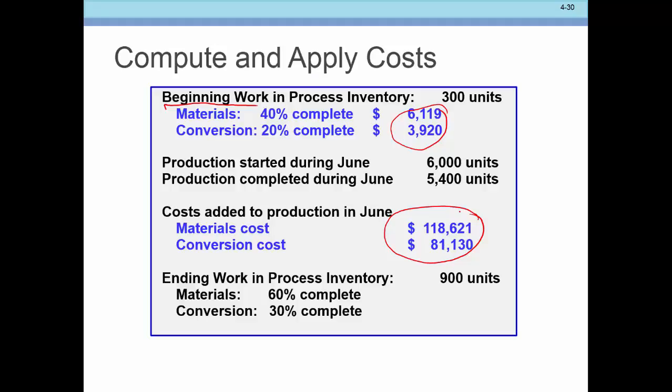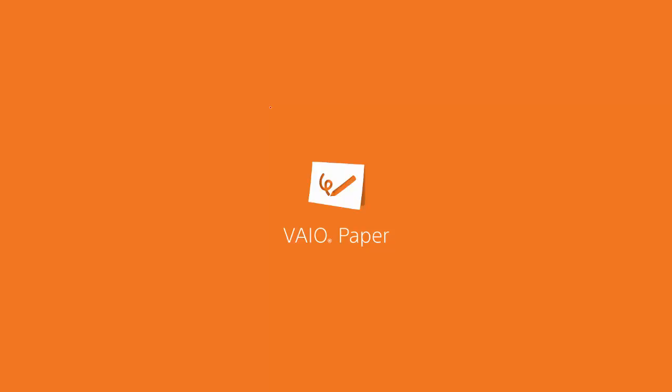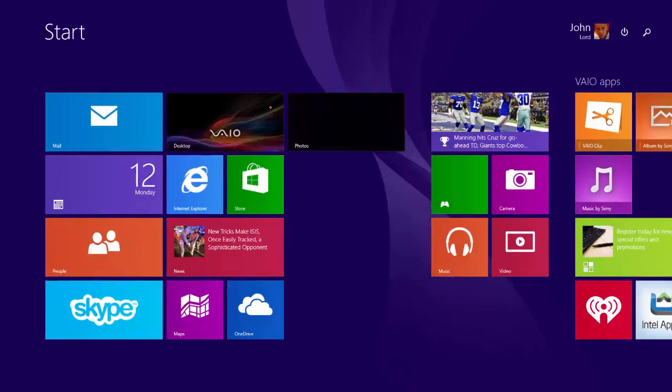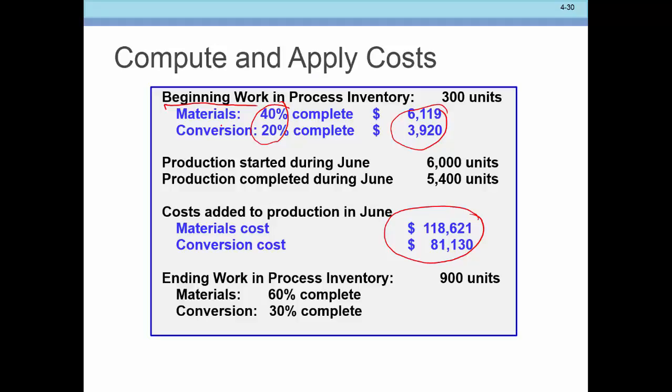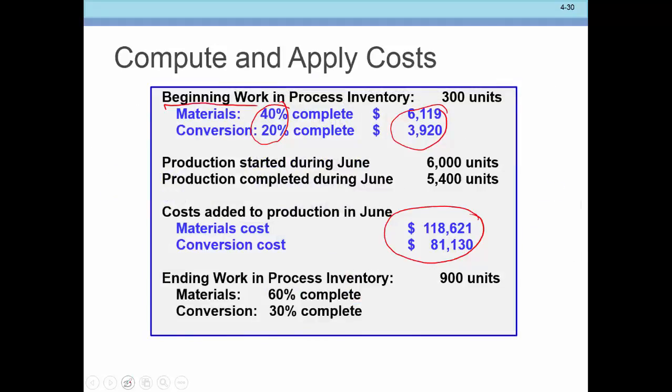Now, what happens? They will always give you this percentage as to how far along we were. Okay, but anyway, they will always give you the percentage as to how far along our beginning inventory was. They'll always give you that percentage.